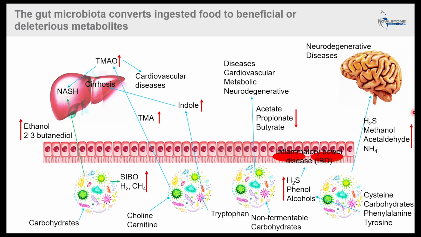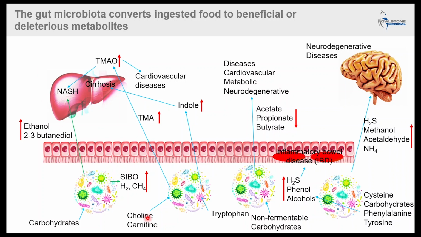The gut microbiome feeds on the nutrients that we ingest with our diet, and these nutrients can be converted into beneficial or deleterious metabolites. For example, carbohydrates can be converted to ethanol and 2,3-butanediol, two compounds found associated with non-alcoholic steatohepatitis. This is a chronic liver disease that can lead to cirrhosis and is characterized by inflammation and accumulation of fibrotic tissue in the liver. If it is not treated promptly, it can lead to liver failure.